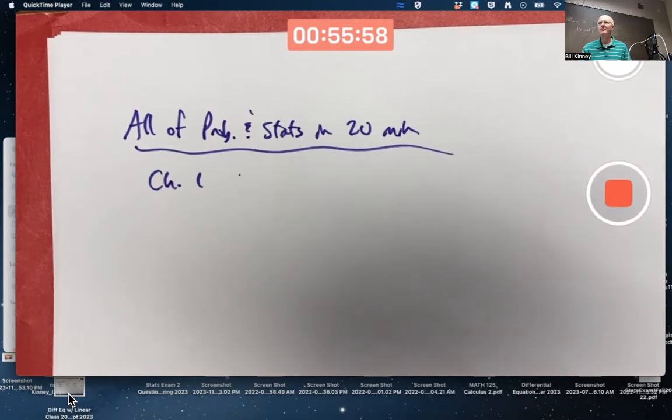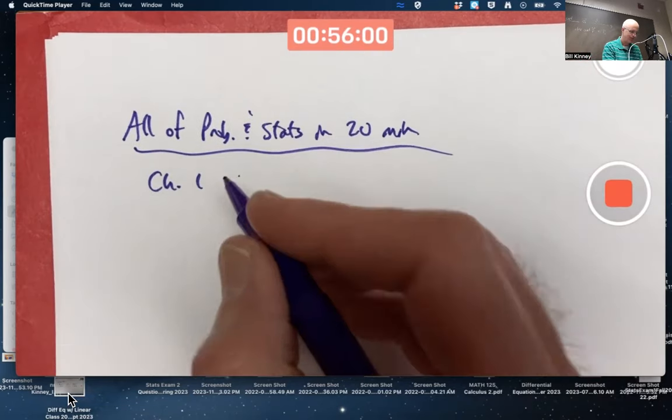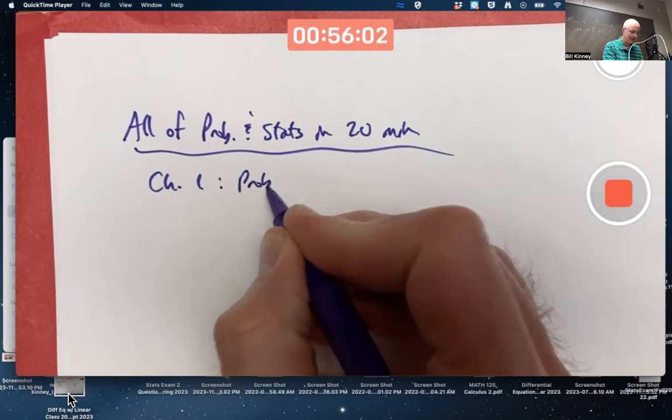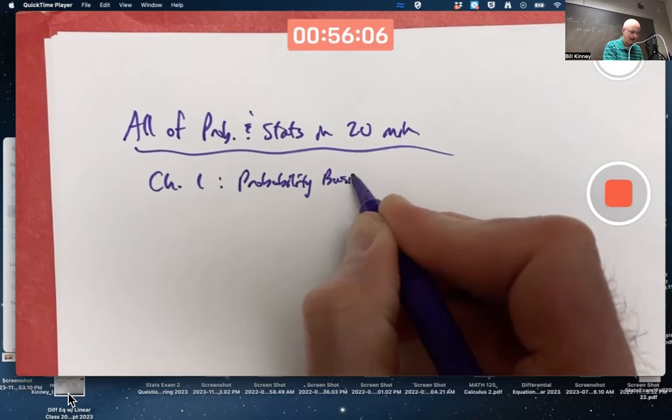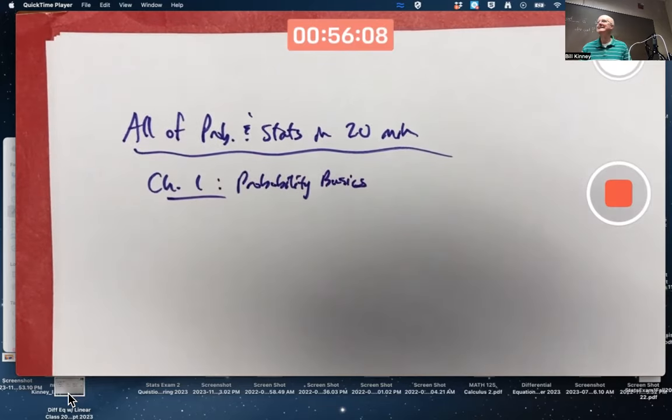How do you interpret probability? Probability basics, I'll call it. What did that include? Well, how do you even interpret what a probability is? A measure of likelihood. 1, it's guaranteed to happen. 0, it's guaranteed to not happen. 0.5, it's a 50-50 chance. Will happen about half the time.